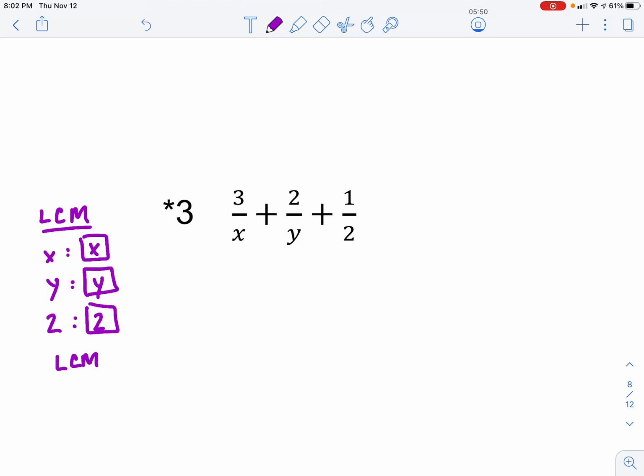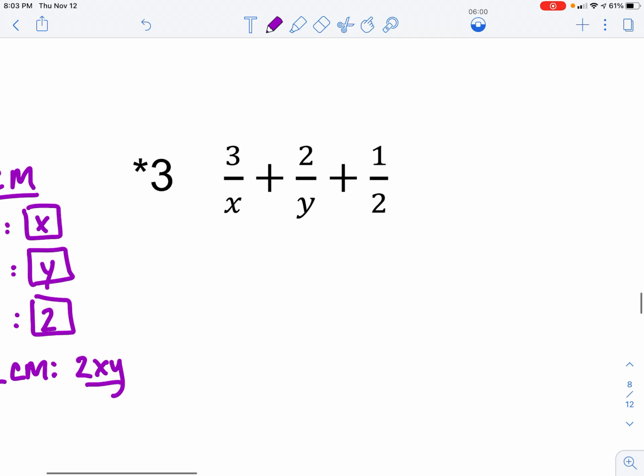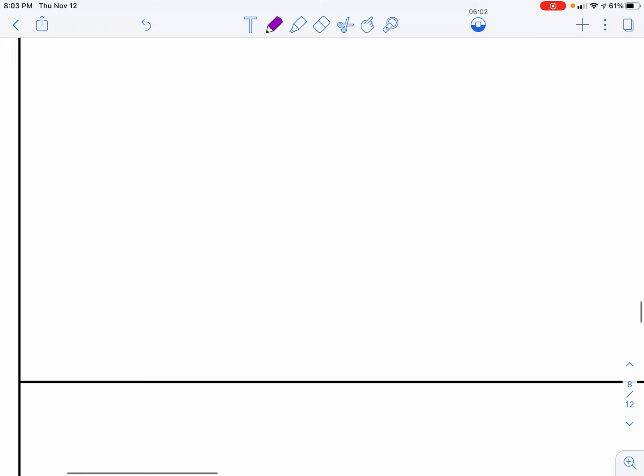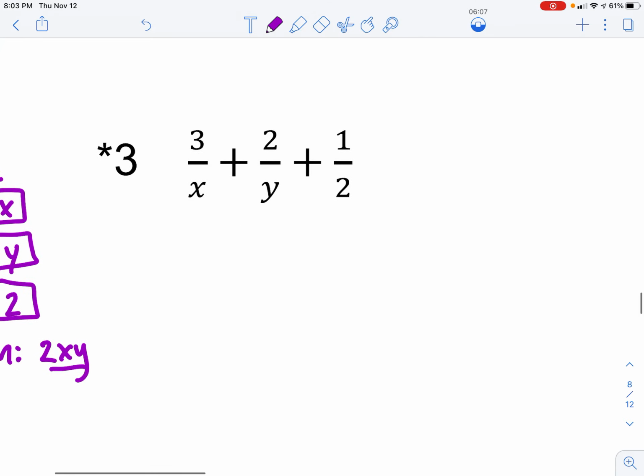So my LCM is actually 2xy. That means I need to make denominators of 2xy in each one of those fractions. Well, how do I do that? Notice in the first fraction, I have 3 over x right here. How do I handle that?